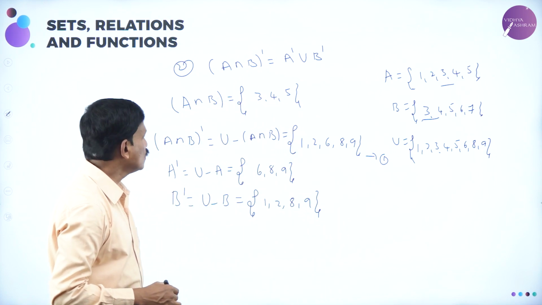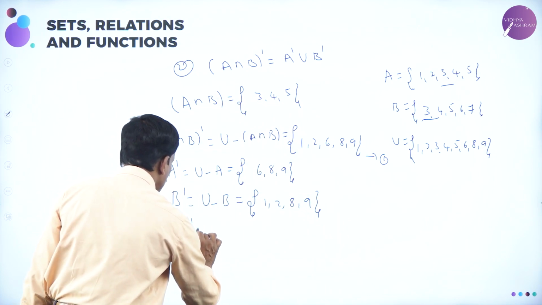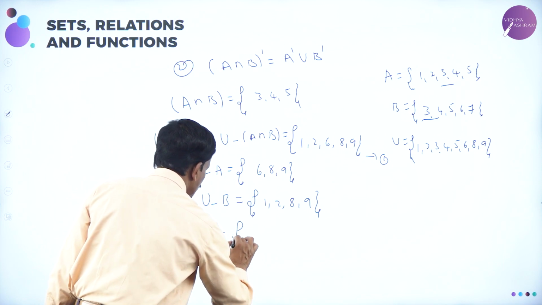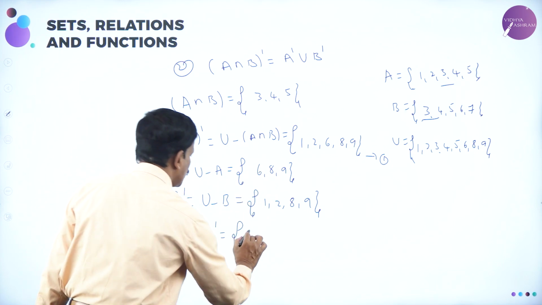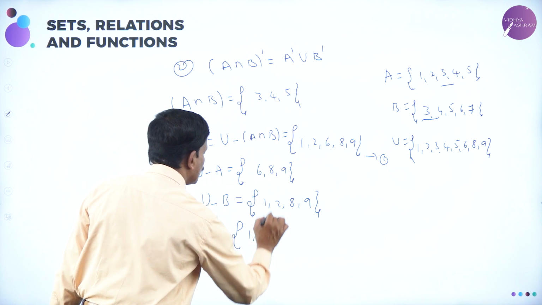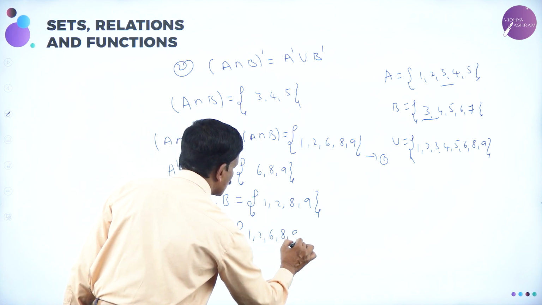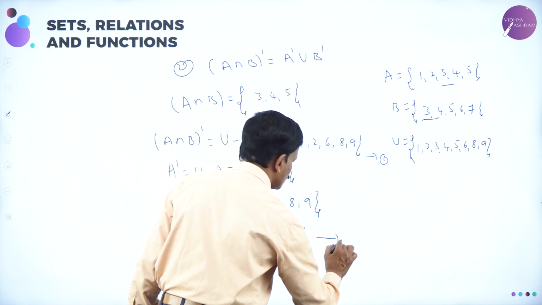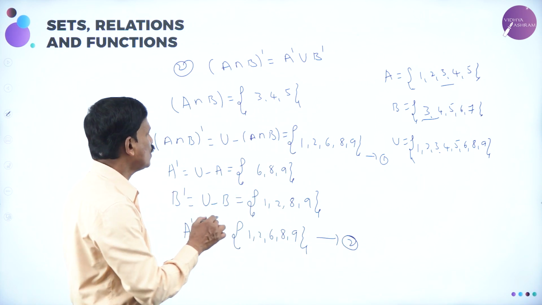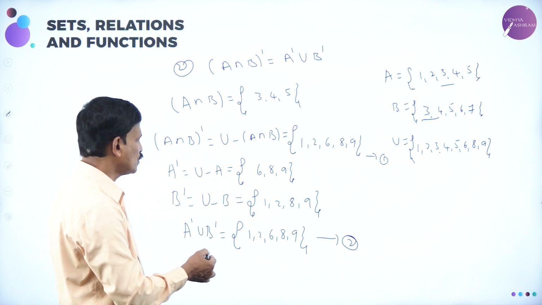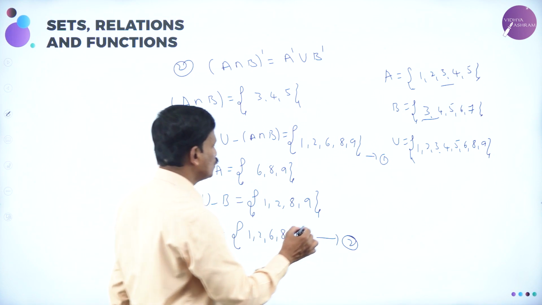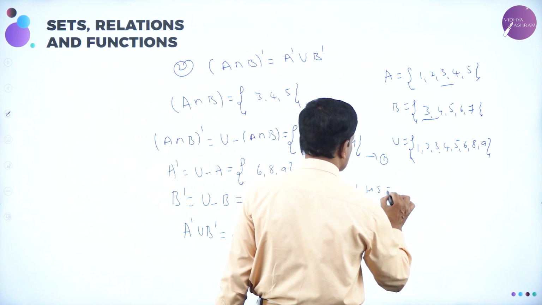Right, 8 and 9. Now, what is to find? A dash union B dash. Write down the union for these two. A dash contains 6, 8, 9 and B dash contains 1, 2, 8, 9. See the difference between 1 and 2. 1 contains 1, 2, 6, 8, 9. 2 also contains 1, 2, 6, 8, 9. What do you say from 1 and 2? LHS is equal to RHS.